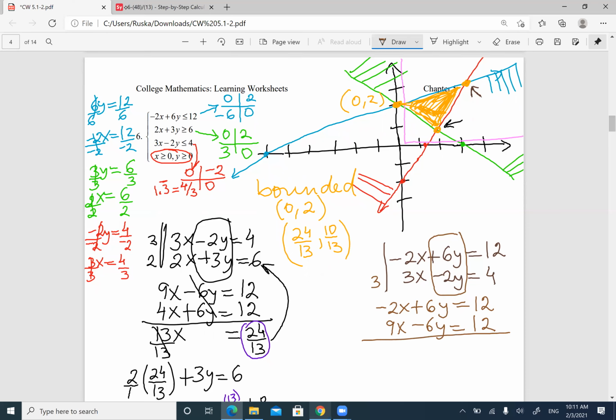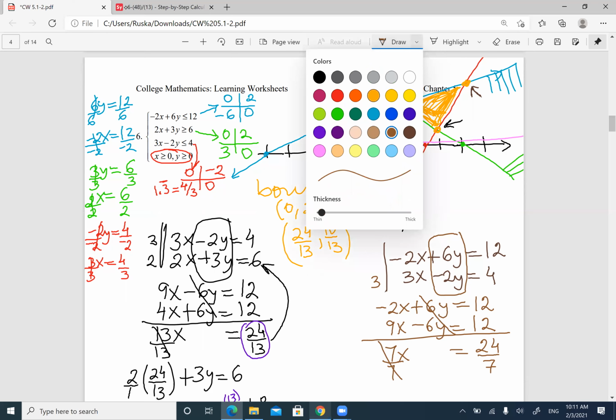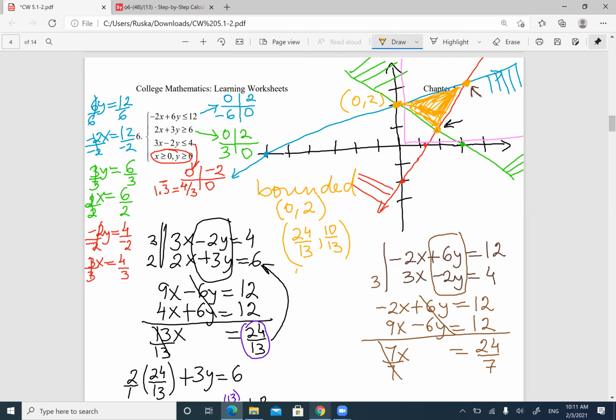And when I add those two, the y terms cancel. So what I have, 9 minus 2 is 7x equals 24, and then I'm going to get a fraction again. So that's my x, 24 over 7. I'm going to write it here, 24 over 7. And I have to find the second one.